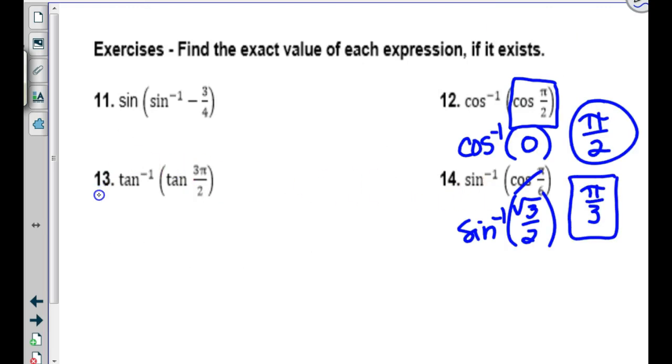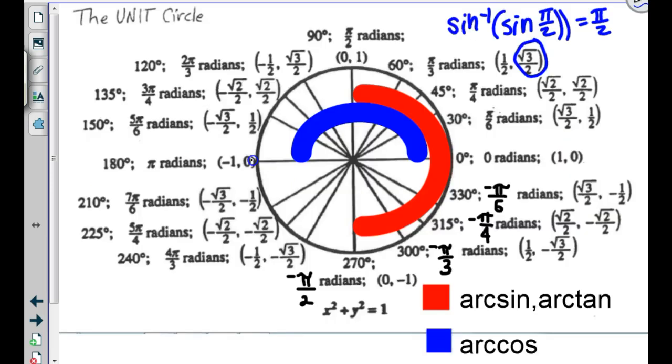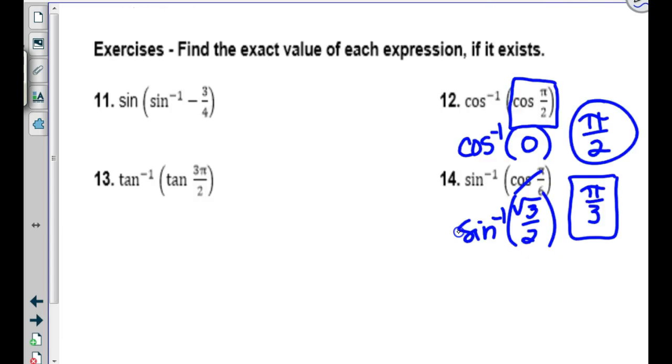All right, let's try 13. What is the tangent at 3 pi over 2? Now, this is an interesting question. 3 pi over 2 is 270, right? The tangent here, y over x, is undefined. You can't actually do anything with that because where is the tangent undefined? It's undefined at multiple places. So this just does not exist. I would not ask you that on the quiz.